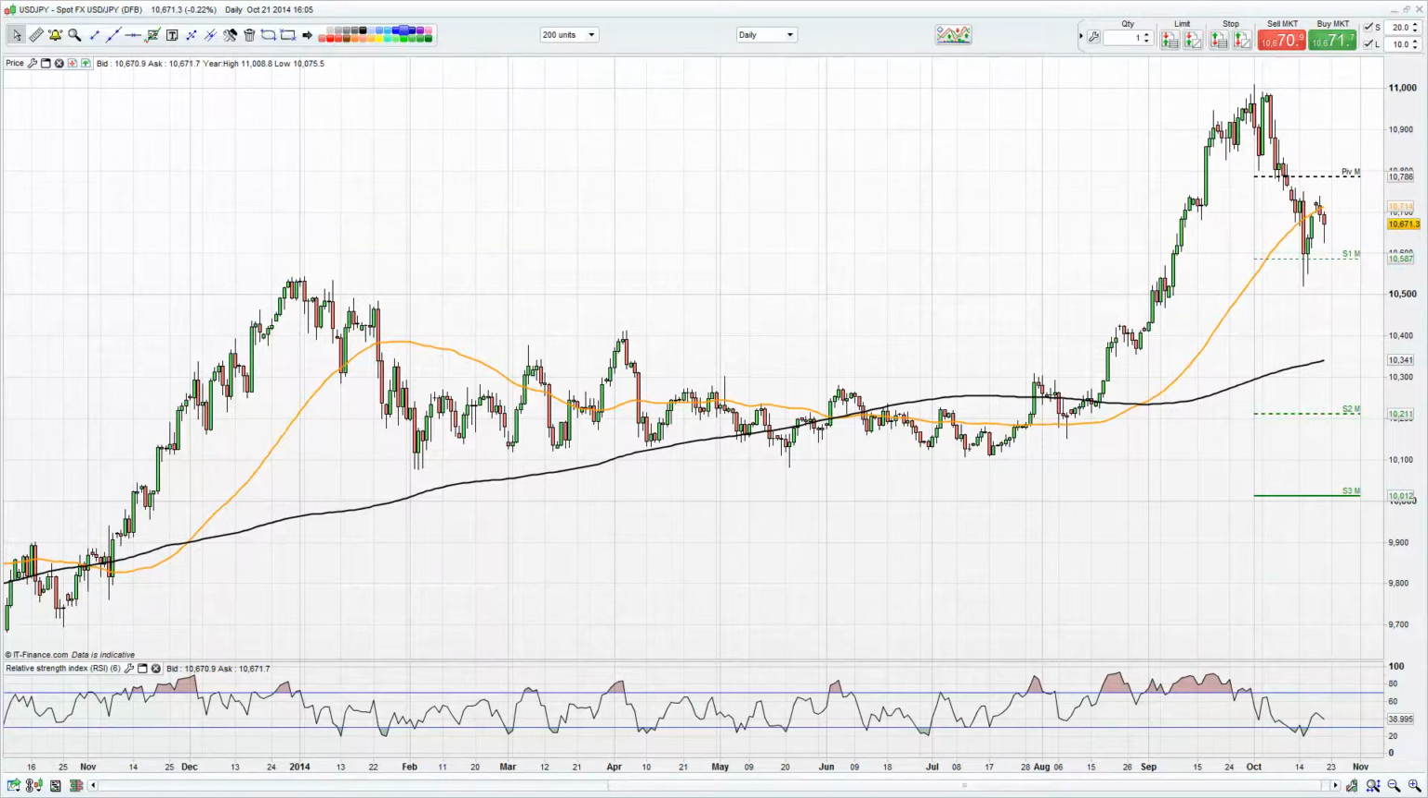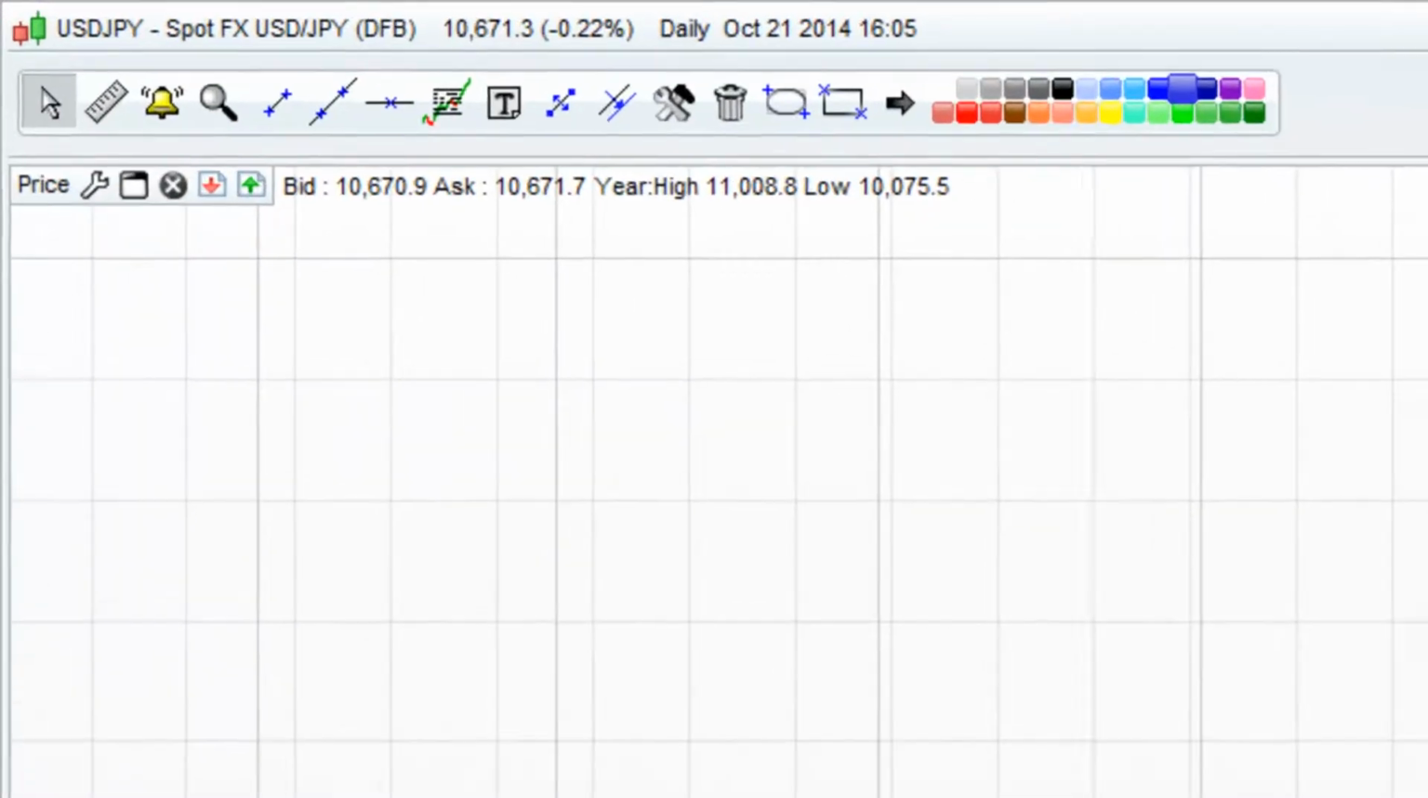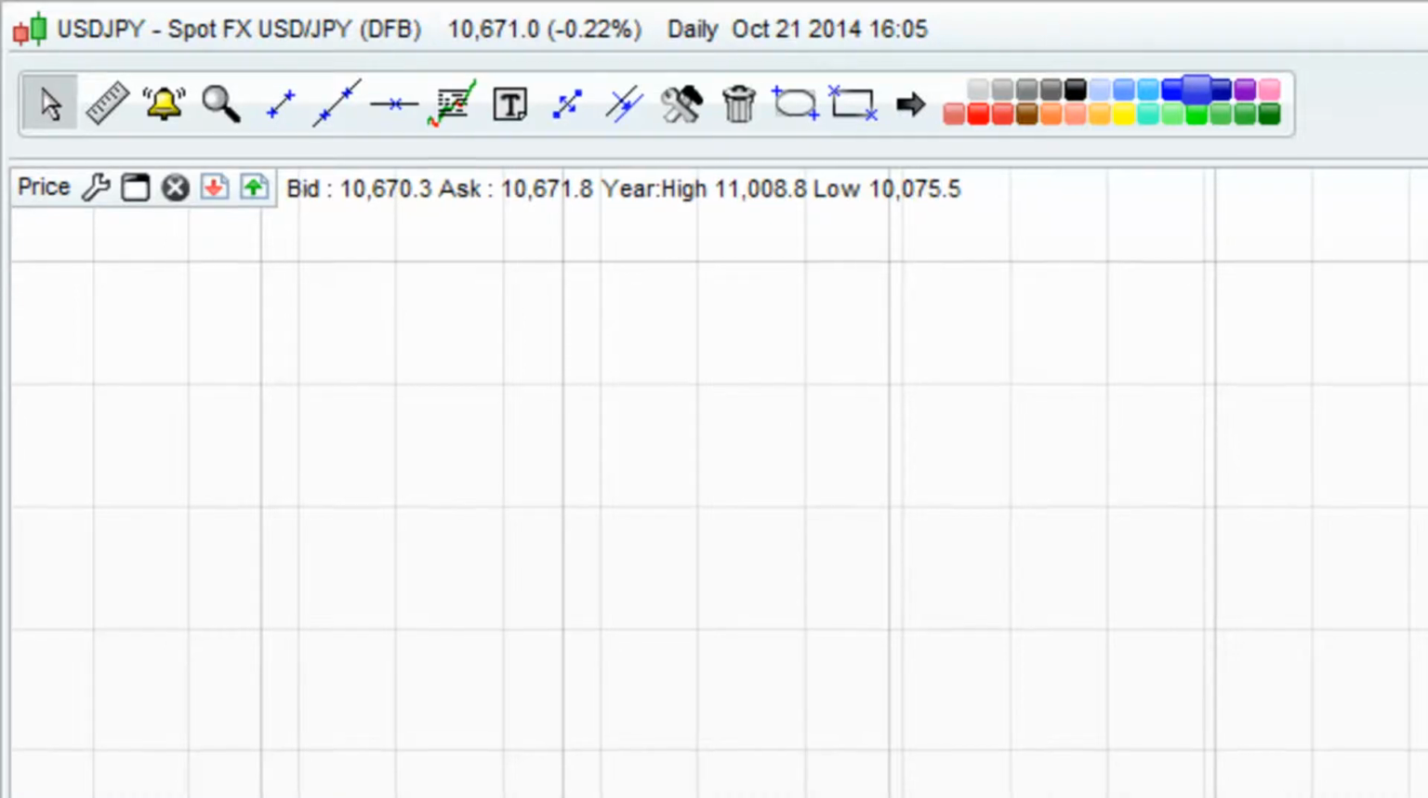In this week's market preview we're going to have a look at the Great British Pound versus the American dollar, the New Zealand dollar versus the American dollar and the Australian dollar versus the American dollar. But to start with, we're going to start off with the United States dollar versus the Japanese yen.